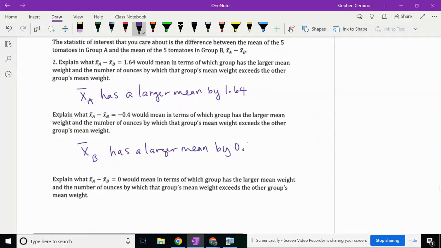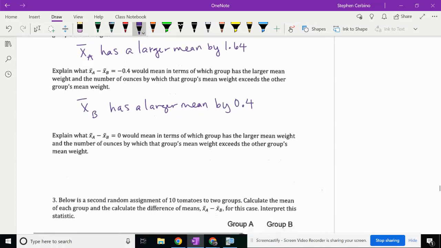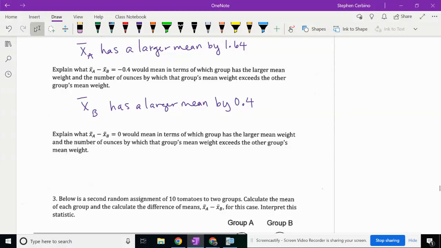And it's larger by 0.4. If I subtract the two samples and I get 0, that means sample A and sample B are the same value. So what we're able to do is randomize these tomatoes over and over again to figure out the difference in sample means.